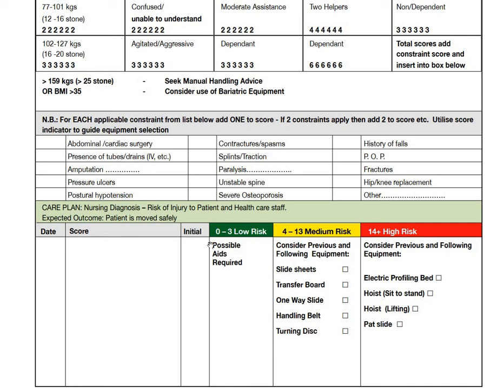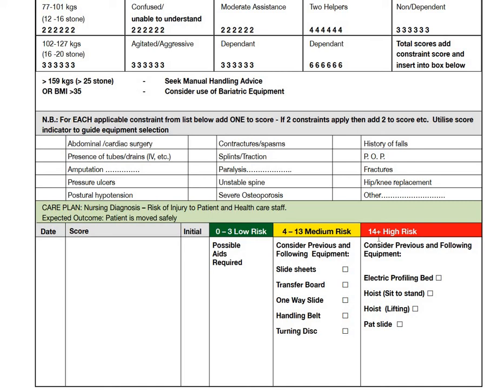So depending on your score, if the patient is scoring between 0 and 3, they're considered low risk. Possible aids required to assist with manual handling. If the patient scores between 4 and 13, then they're medium risk. So it tells you to consider previous and following equipment: slide sheets, transfer board, one-way slide, handling belt, turning disc. So you can tick whichever one you're going to use for your patient.